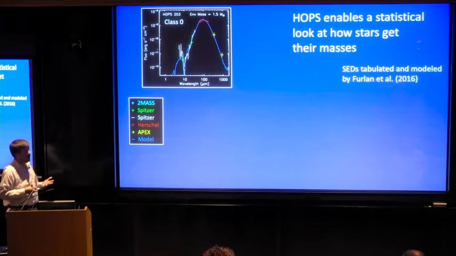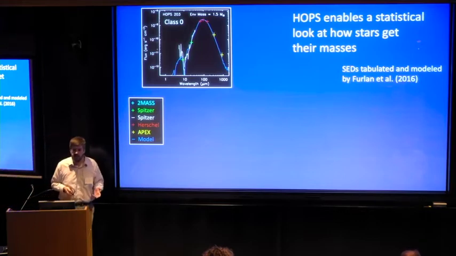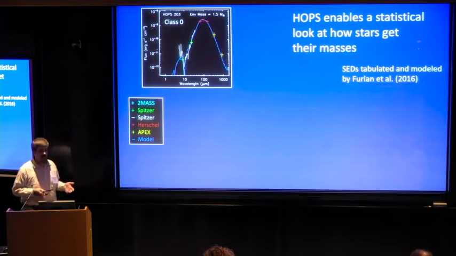That blue curve is a radiative transfer model we fit. From that modeling, we infer an envelope mass of 1.5 M sun in this case. The class 0 objects, roughly speaking, there's still more mass in the envelope than there is currently in the star.